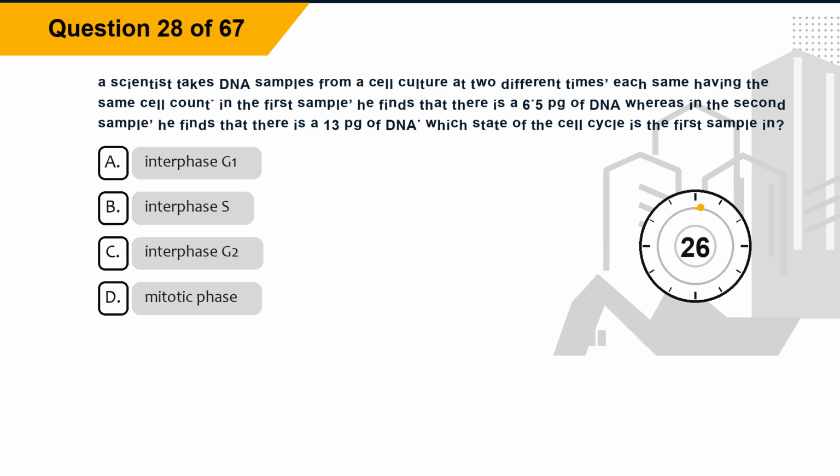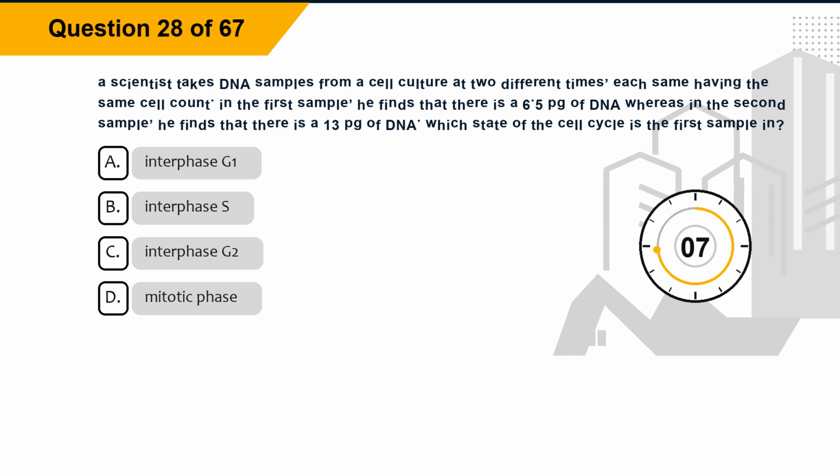Question 28. A scientist takes DNA samples from a cell culture at 2 different times, each having the same cell count. In the first sample, he finds that there is 6.5 pg of DNA, whereas in the second sample, he finds that there is 13 pg of DNA. Which state of the cell cycle is the first sample in?